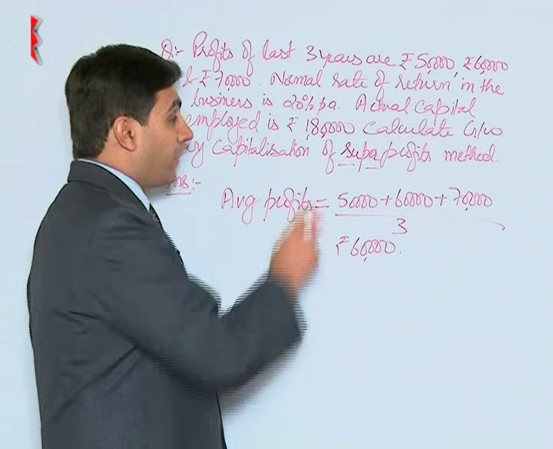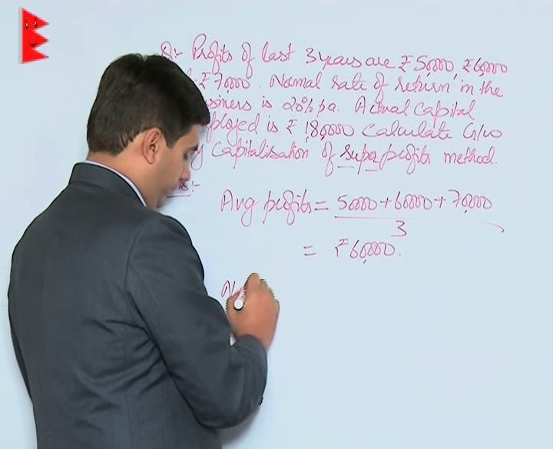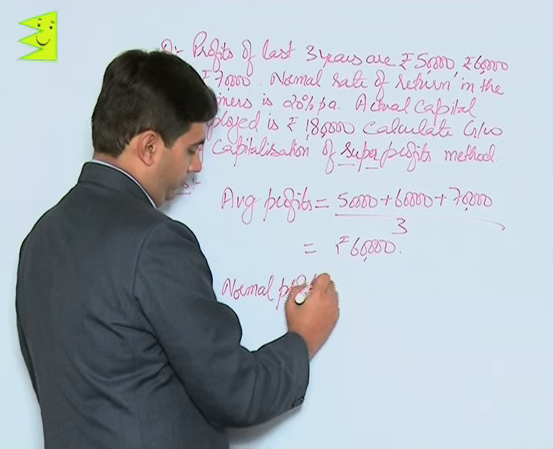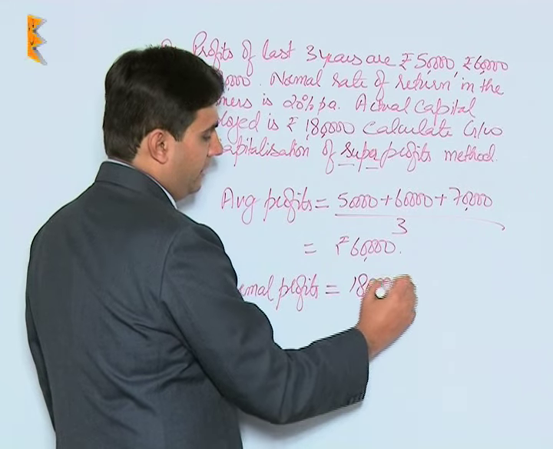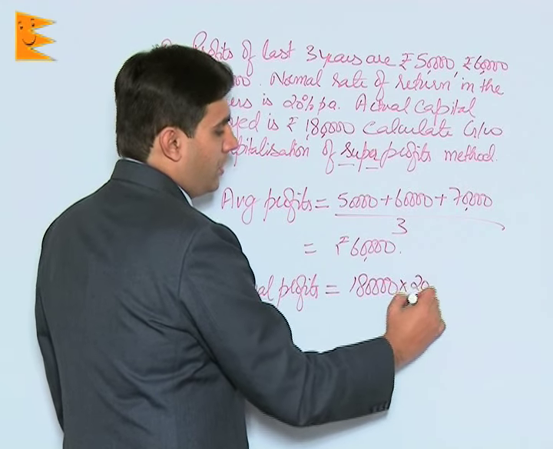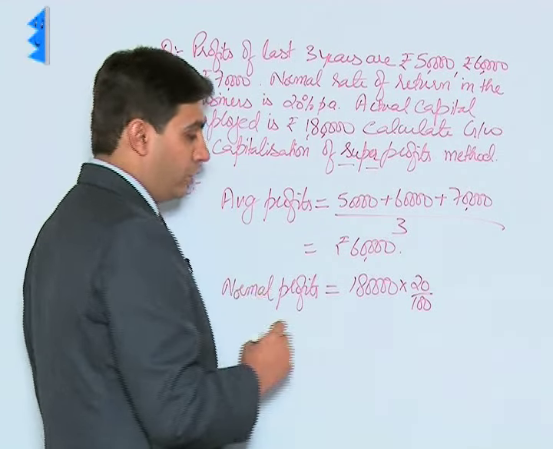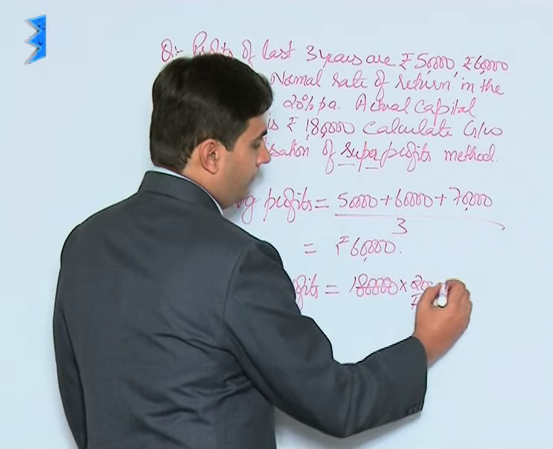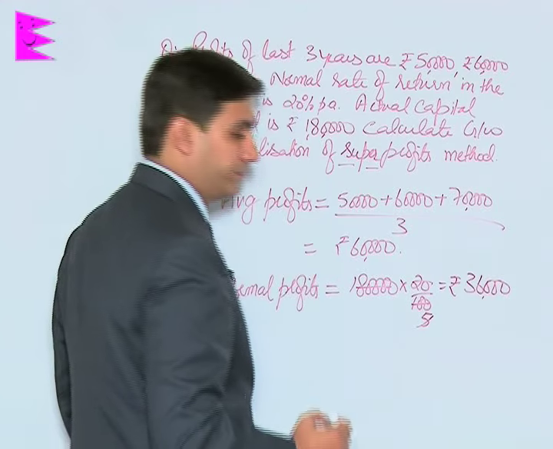Now students, let us calculate normal profits. Normal profits are 1,80,000 into 20%. 1,80,000 into 20%, that is rupees 36,000.